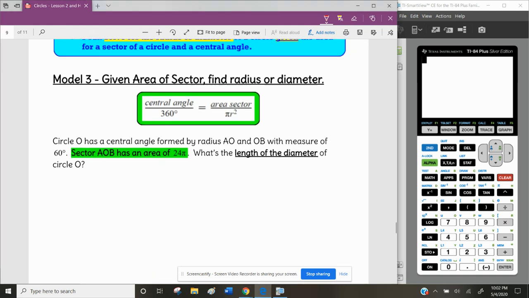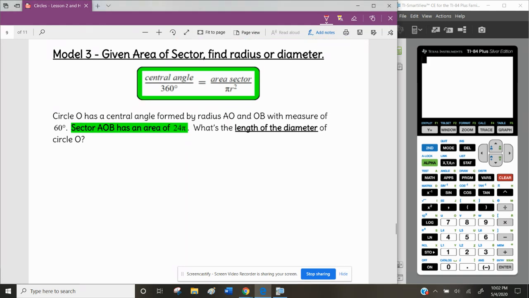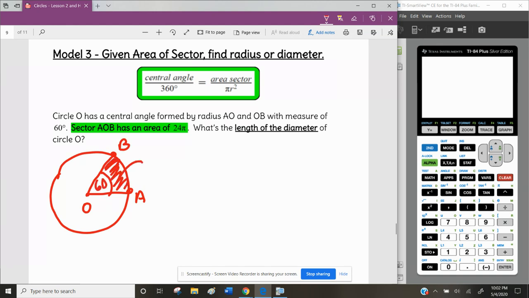So a circle O has a central angle formed by a radius AO and OB. All right, well, let's sketch a picture here. Here's my circle. Here's my circle center O, OA, and OB. They said 60 degrees, so I'm going to estimate a little bit here, best I can do. They said this is 60, and they said that this area in here, area shaded, is 24 pi.